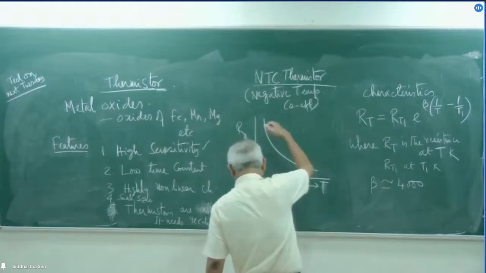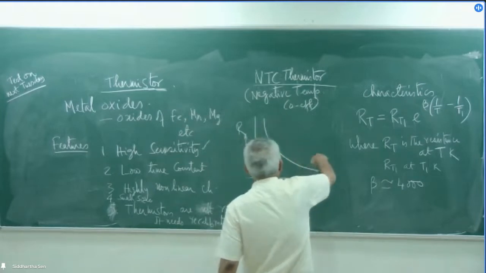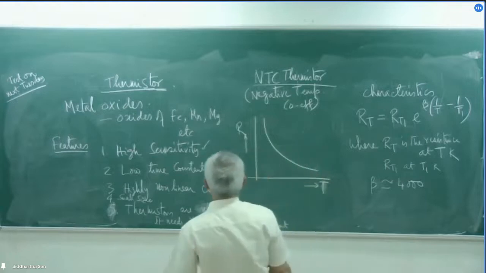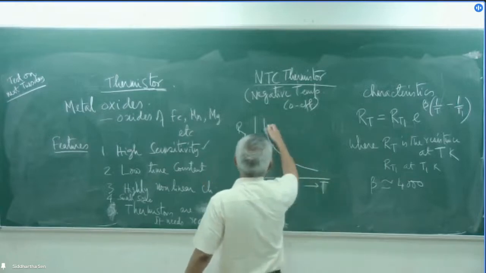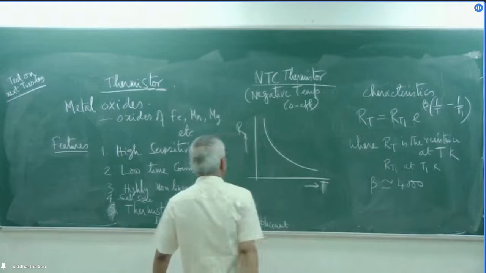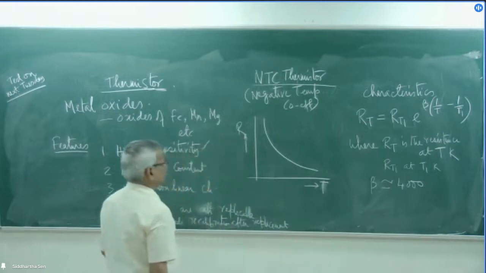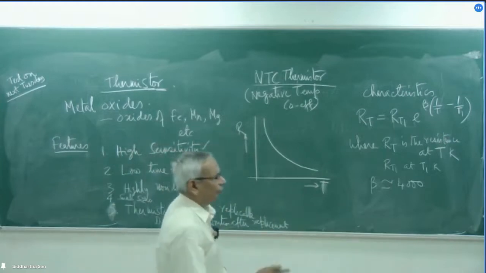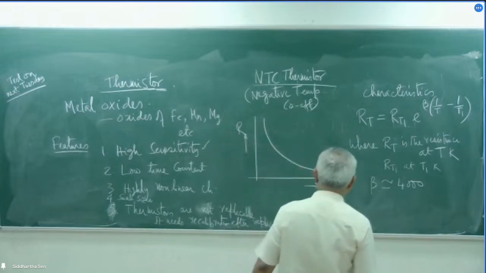So in this case, this is the NTC thermistor. It has got a nonlinear characteristic. You can see its sensitivity is very high, the change is abrupt, and that's why you can detect a very small variation of temperature.